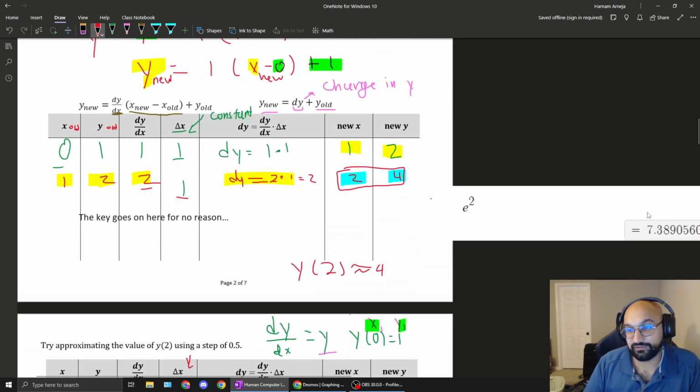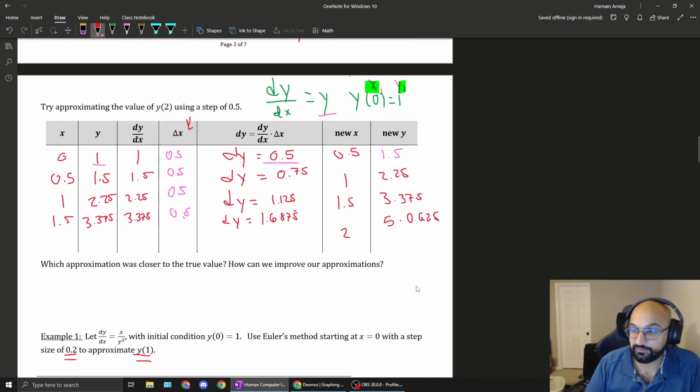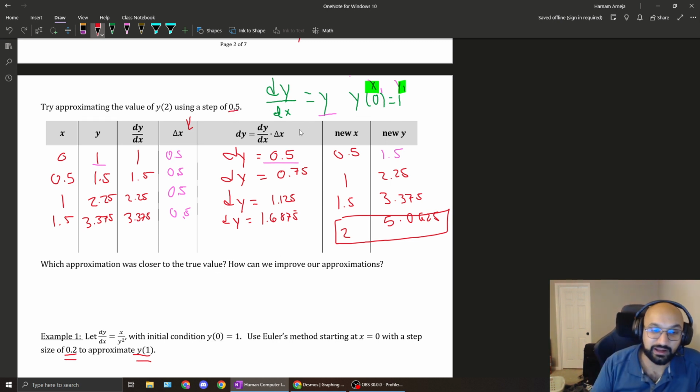which you can see we're getting a bit closer. Remember our actual value again, 7.389, and here we are at 5.0625. This is our approximation. So which approximation was closer? Obviously the one with the step size of 0.5. Doing more steps only leads to more accuracy.